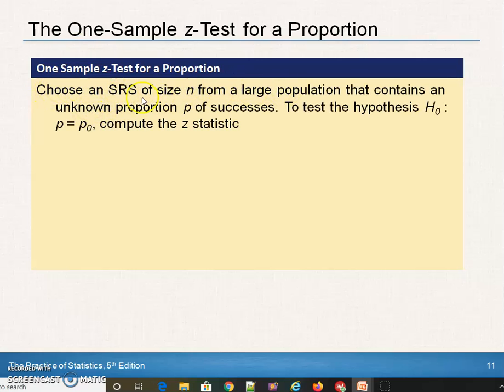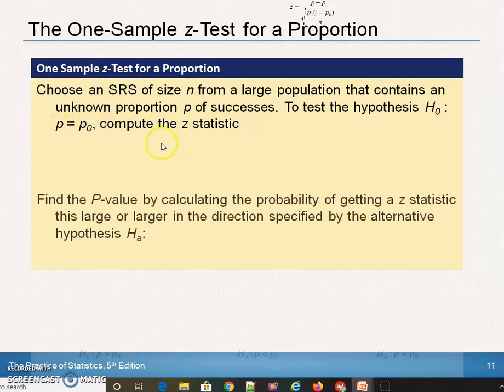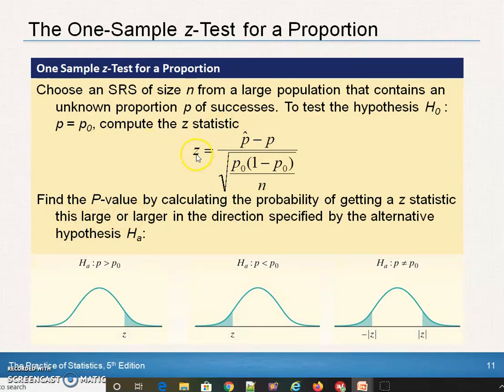So this is really saying the same thing. A simple random sample size n from a large population contains an unknown proportion p of successes. To test the hypothesis, p equals p sub 0. This one like p equal to 0.80. You compute the test statistic. Z equals p cap minus p over sigma sub p. And that's the square root of pq over n.